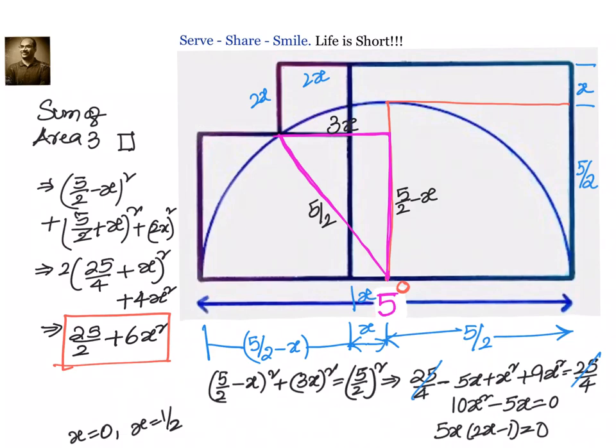Now when we substitute x equals 1 by 2, we will have 25 by 2 plus 6 into x square, that is 1 by 4. You simplify that, you will get the answer as 14. Now suppose you just did guesswork and divided 5 into 2 and 3, then you are perfectly correct, because 2 square plus 3 square plus 1 square is 14. But if you want to prove it, this is one way we can prove it.